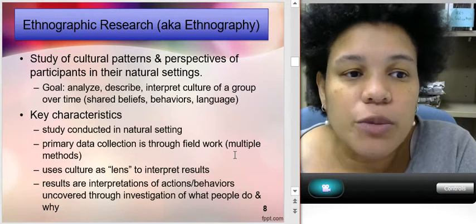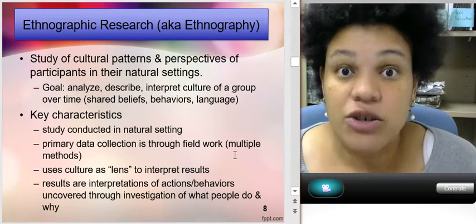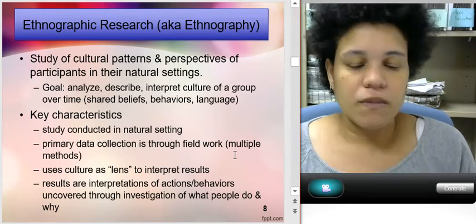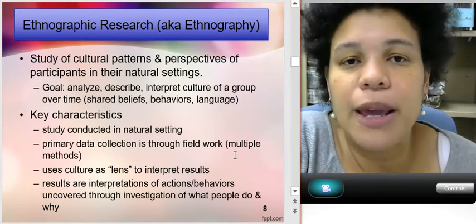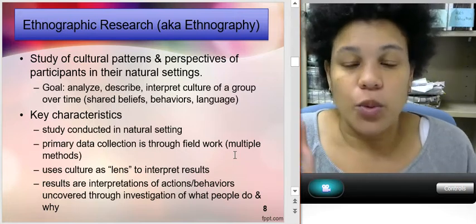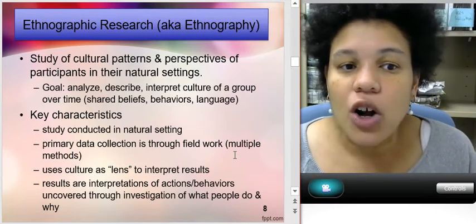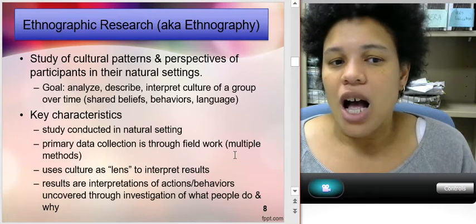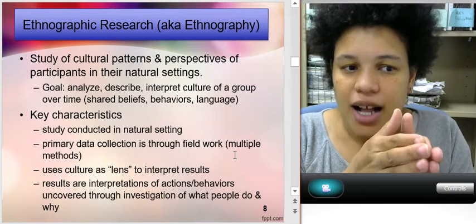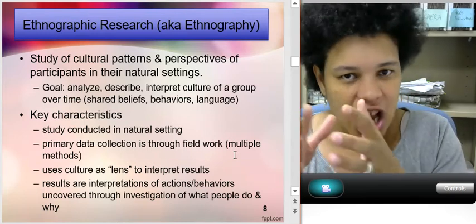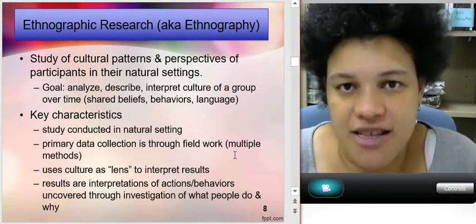Here we have a study of cultural patterns and perspectives of participants in their natural settings, right? And the main thing is they're in their natural settings. And this was a departure from the science of the time, in that we're not bringing people into the lab. We're going to them. We're going and observing them in their natural settings. We want to analyze, describe, and interpret a culture of a group. We're there over time. Sometimes the study may describe the people over time, but sometimes it's more of a snapshot. But we're there long enough to feel that we understand that culture.